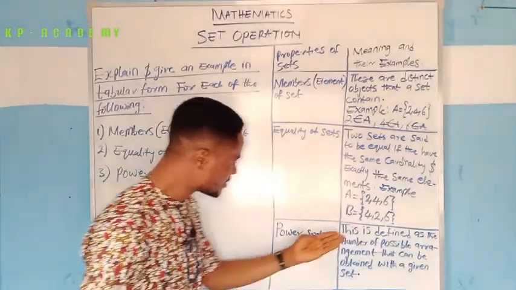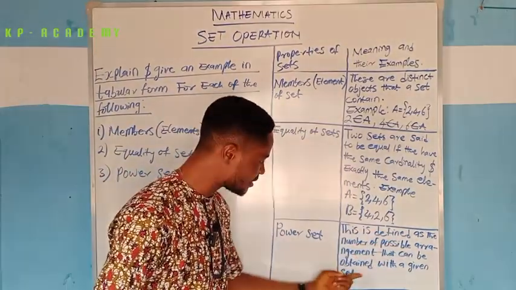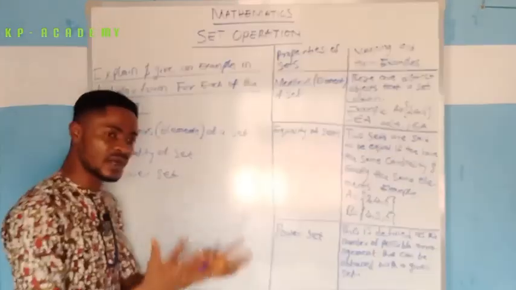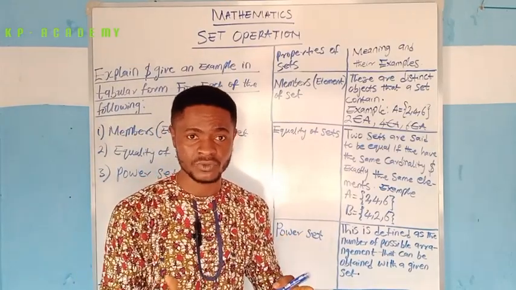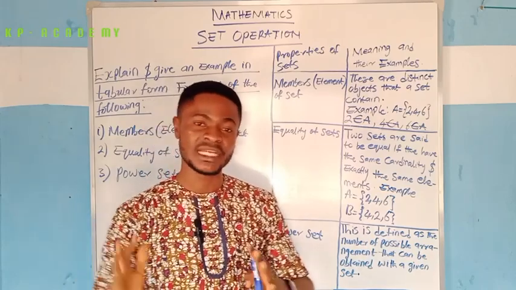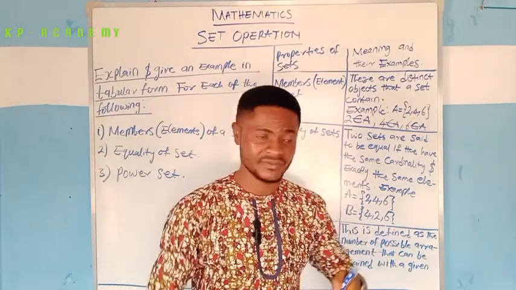Like I have here said, this is defined as the number of possible arrangements that can be obtained with a given set. Simple. So, for instance, now if you have a given set, you can be asked to find the power set of that set given to you. So, the power set of that set will simply be the number of possible arrangements you are going to obtain with that set given to you.